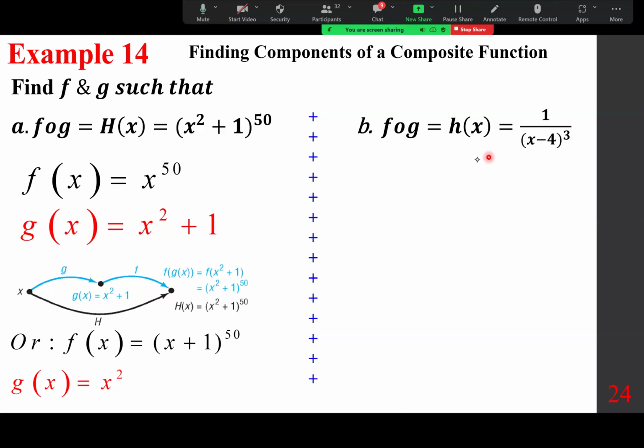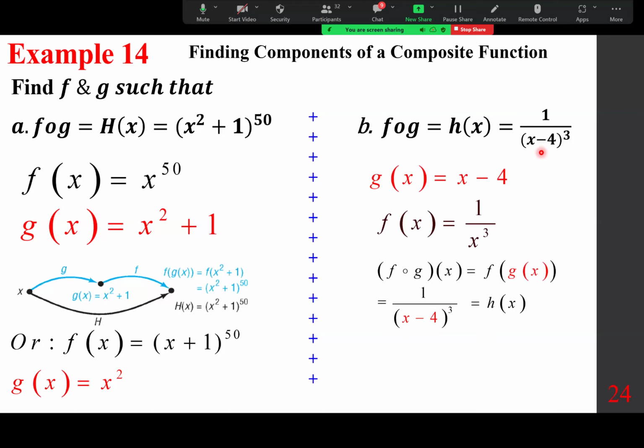What about this one? The outer shell function seems to be 1 over x cubed. The inner function, g, seems to be x minus 4. And again, this is by inspection. If you do the f of g, or f of g of x, you get the same answer. But as an example, what if you said f of x is 1 over x? If you said f of x equals 1 over x, then g must be x minus 4 cubed. And that's what I mean. It comes to us by inspection.